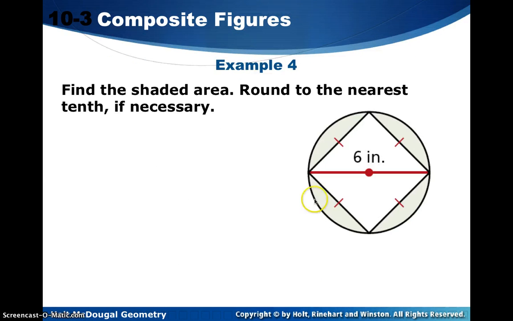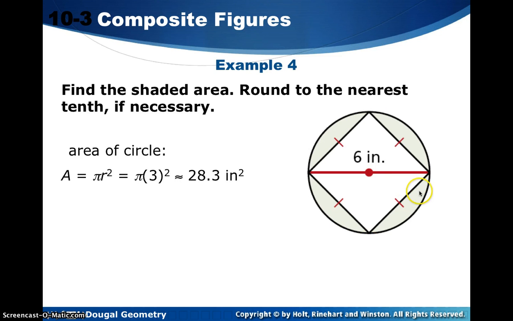Let's do one more with subtraction. When we look at this one, this time a square has been subtracted from the circle. So I need to find the area of this square and the area of the circle and then subtract them. So let's do the circle first. The area of the circle, again pi r squared. If the diameter of the circle is 6, the radius must be 3. So we have pi times 3 squared, 28.3.